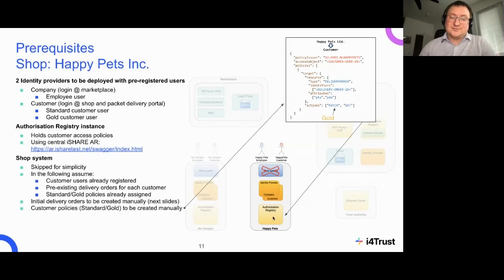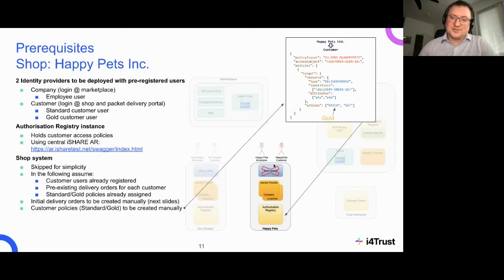Furthermore, there's the authorization registry. As I said, we are using a central instance, and there were already these policies created, which delegate the policy from Happy Pets to a certain customer to allow them, for instance, for the gold user, then to do these patch and get requests on specific attributes of their delivery orders.